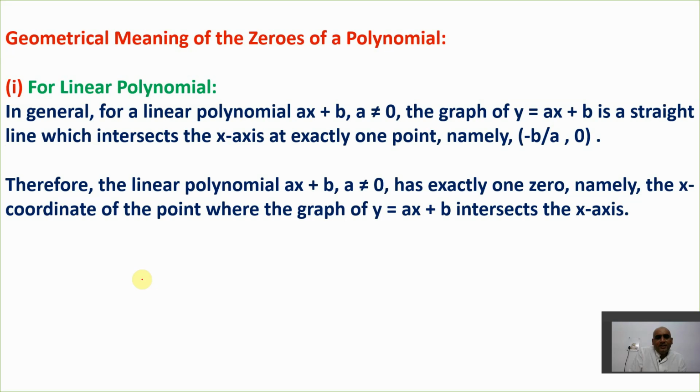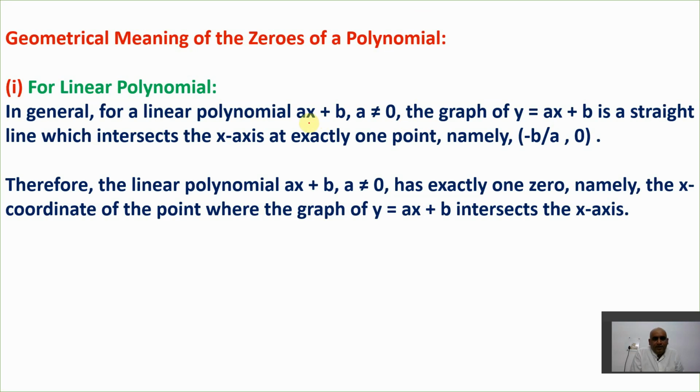So let's move on towards the geometrical meaning of zeros of a polynomial. We have to understand the geometrical meaning. Here we use graphs. Just now we have gone through linear polynomial and quadratic polynomial. What was a linear polynomial? A linear polynomial is a polynomial in which the highest degree is 1, right? Highest degree is 1. So let's understand the geometrical meaning of a linear polynomial.